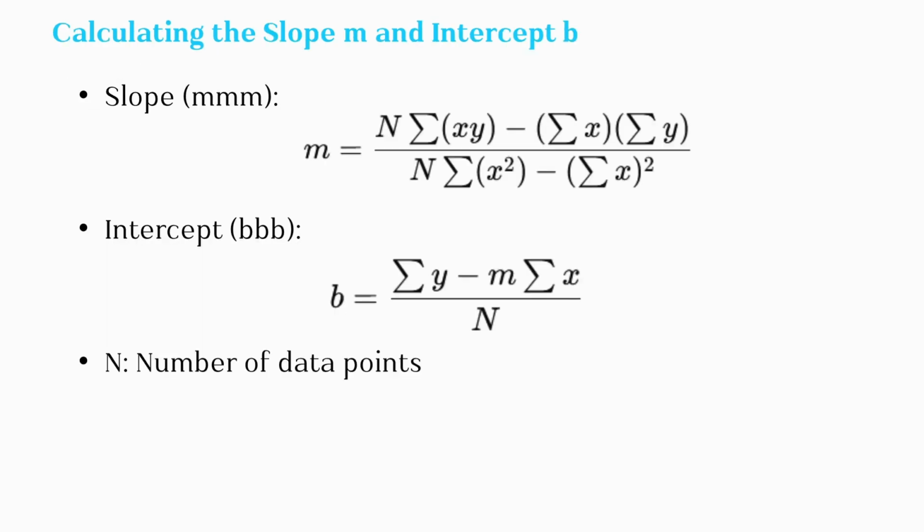To calculate the slope m and intercept b of our best fit line, we use these formulas. This tells us where our line crosses the y-axis. By calculating these values, we ensure that our line fits the data points as closely as possible.